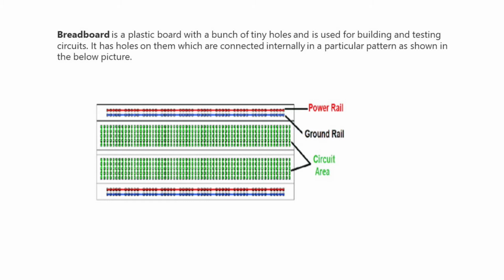They're horizontally connected. But on the other hand, you can see in the circuit area there are some strips that are vertical. That means in the circuit area you have 2 vertical sections. There is a gap in between, that's why I'm saying it's divided into 2 sections, but they are vertically connected. If you are placing any component over here, just keep in mind that they are vertically connected.